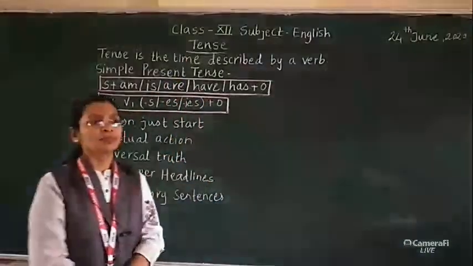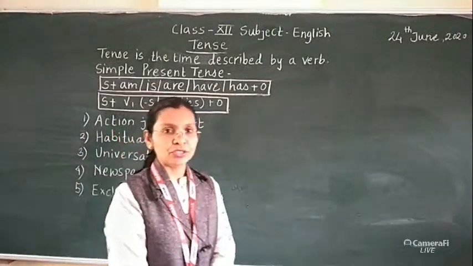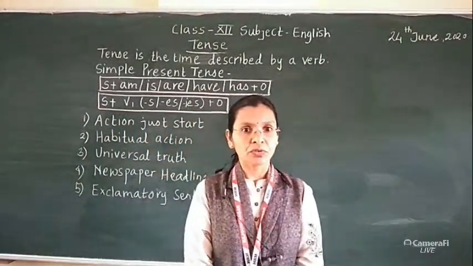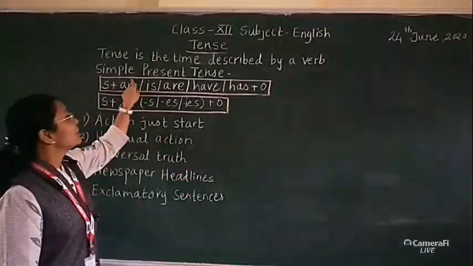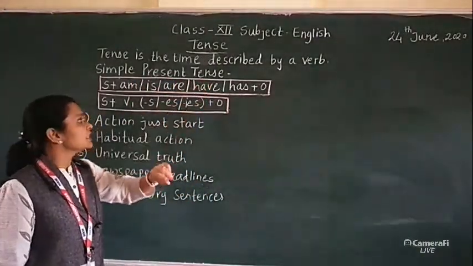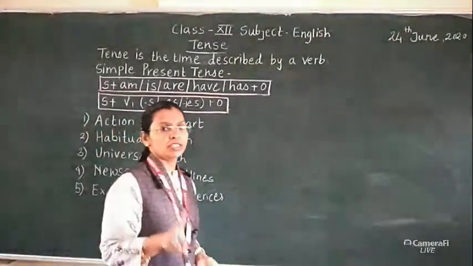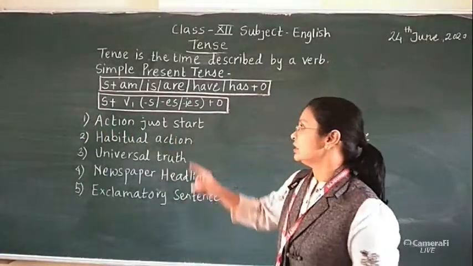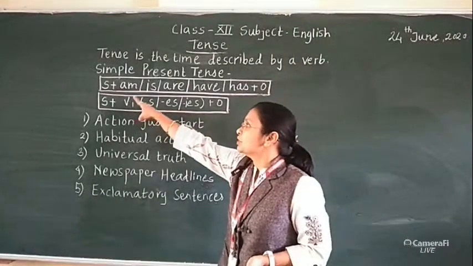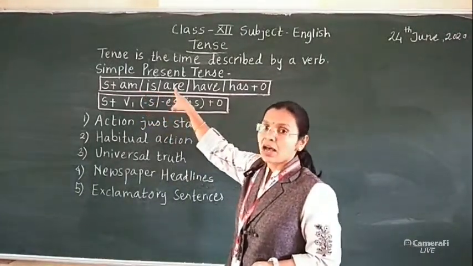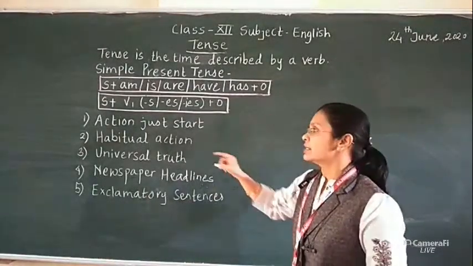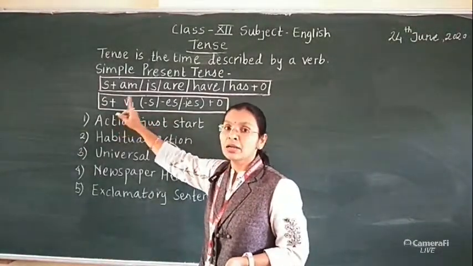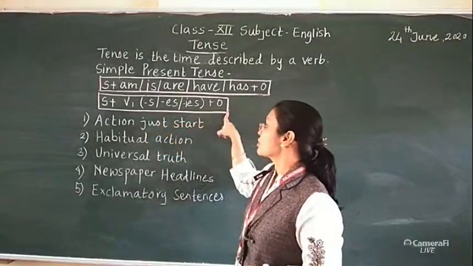In the last lecture, we introduced tense, right? We have also completed the simple present tense. In that, we cleared two formulas. See, the first formula is subject plus am, is, are, have, has plus object. Okay, and the second formula is subject plus V1 plus object.